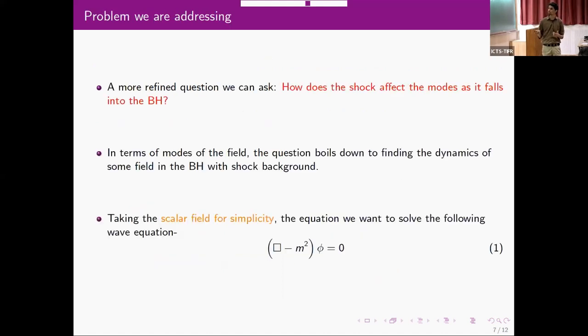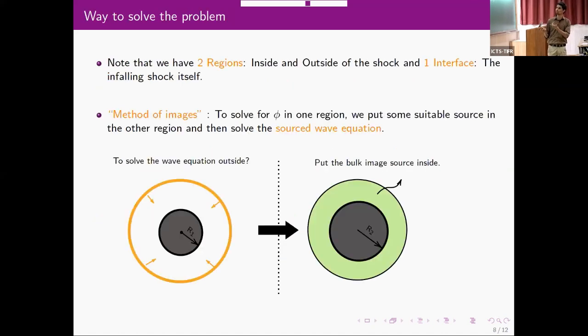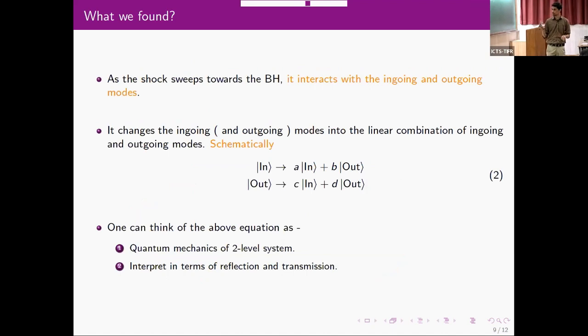One more thing about this free Klein-Gordon equation is that although the metric was discontinuous, the field is continuous across the shock. That we can show by just integrating this equation twice, just as we do in quantum mechanics or the Schrodinger equation. So now we use this method of images. I'm not going to get into the details of how we find these bulk sources to get the correct answer, but the ultimate aim of our computation is to just solve the wave equation in this black hole background with the changing horizon geometry. So, I'm going to come to the results now, what we actually find.